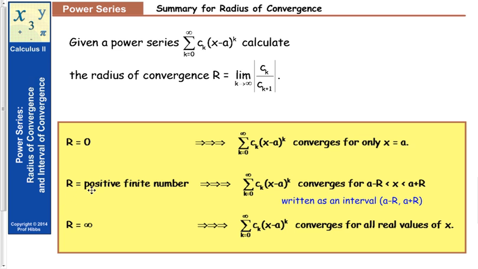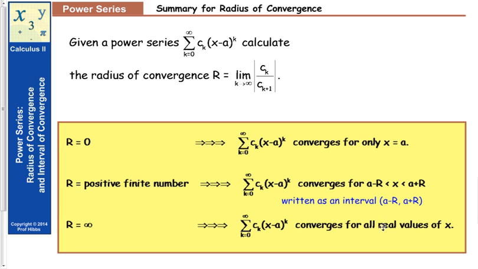Now, if R is a positive finite number, and it will always be positive, so that's not really an issue, because obviously we're taking the limit of an absolute value, aren't we? So if R is a finite number, then the power series converges for all x's between a minus R and a plus R. Okay, and we can write it as an interval like we've done here, or as above like I've done there.